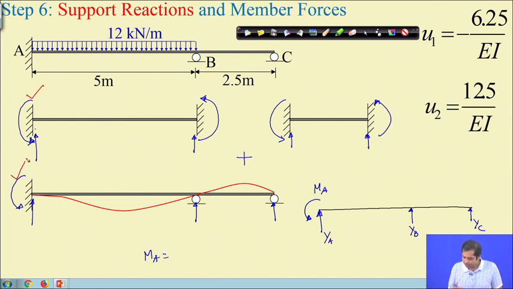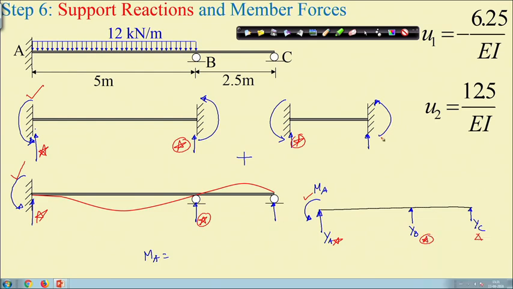Similarly, YA will be the contribution from this and the contribution from this, and YB will be the contribution from this, the contribution from this, and then the contribution from this. This will be YB, right, and so on. And similarly, the contribution from C will be the contribution from this and the contribution from this. Okay. So, this will be the total reactions.